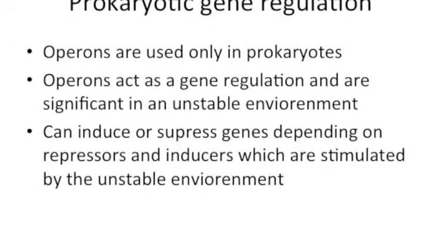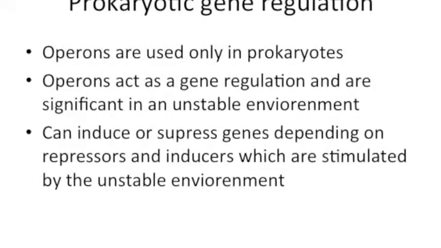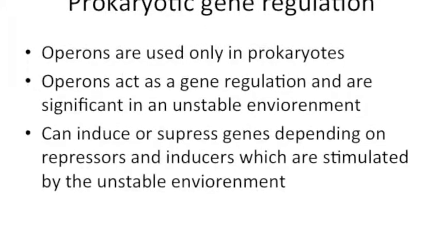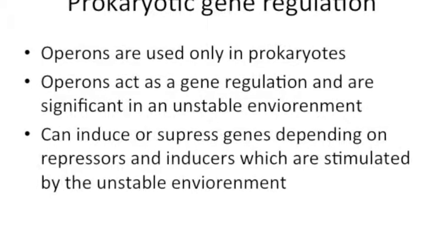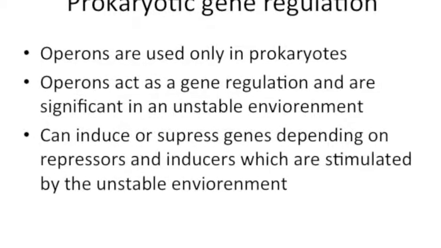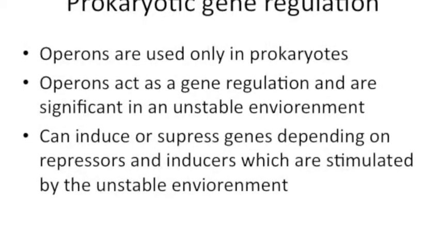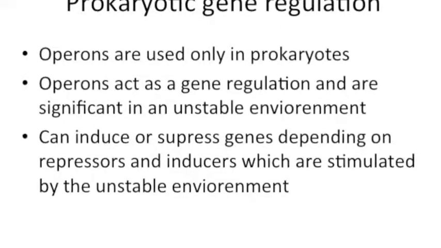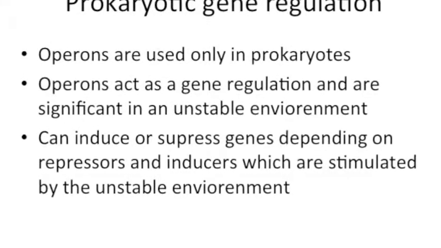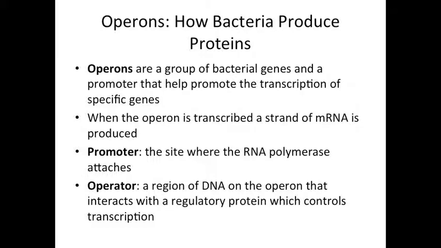So operons are used only in prokaryotes, and operons act as gene regulation and are significant in an unstable environment. They also can induce or suppress genes depending on repressors and inducers, which are stimulated by the unstable environment. Operons are a group of bacterial genes and a promoter that help promote the transcription of specific genes. When an operon is transcribed, a strand of mRNA is produced.